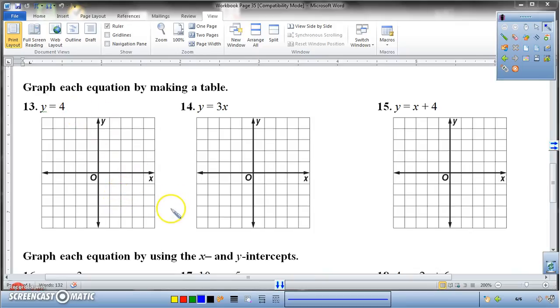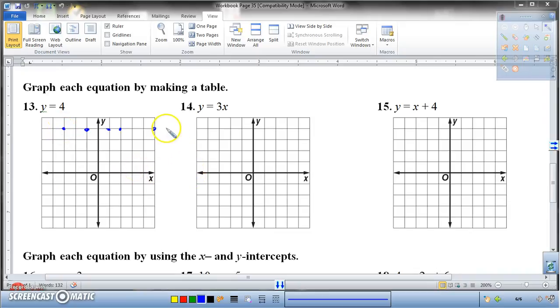So what that means is that the x does not have any effect on the y. No matter what I plug in for x, my y value is going to be 4 all the time. Okay, so that's why there's no x here, because it doesn't affect the y variable. So if x is 1, y is 4. If x is 2, y is 4. If x is 5, y is 4. If x is -1, y is 4. If x is -3, y is 4.